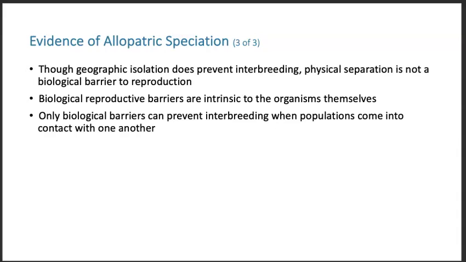If you don't have that innate biological barrier, then if two species come together and we thought they were two different species, but they mate freely, then they really are considered to be the same species based on the biological species concept definition.